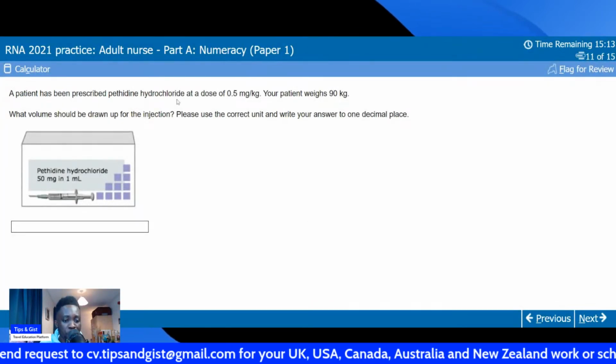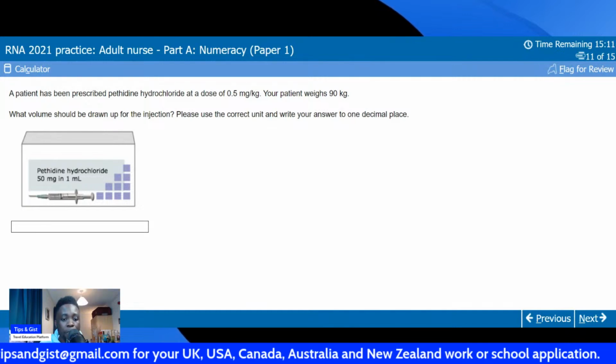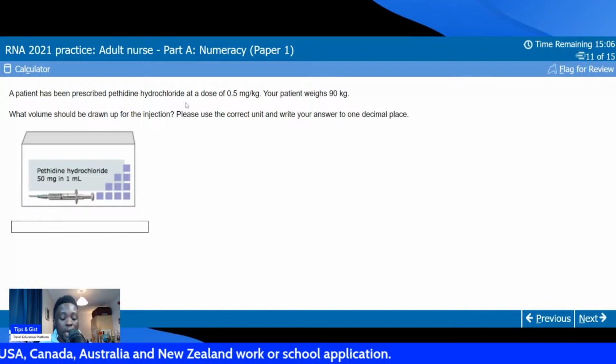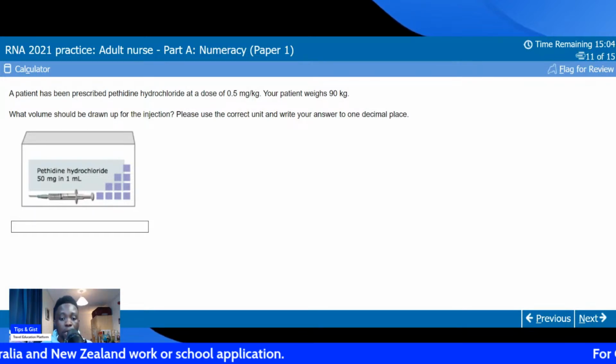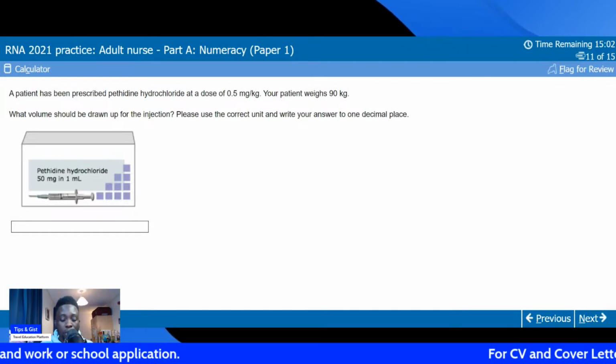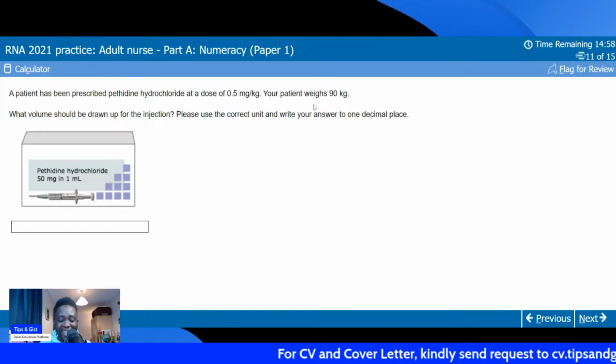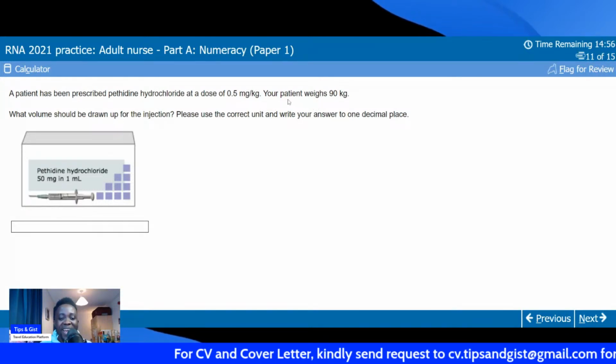A patient has been prescribed pethidine hydrochloride. You know, pethidine is also that kind of pain medication. Is it opioid or what? Yeah, something like that. I've forgotten my pharmacology. All right.